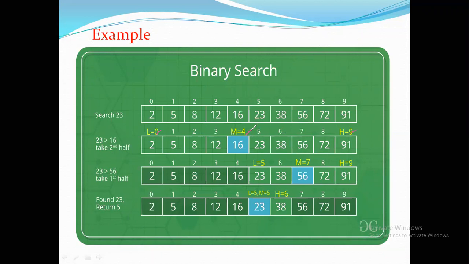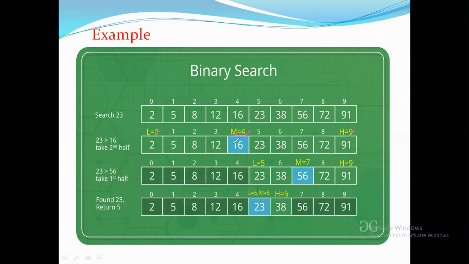So 9 by 2 is 4.5. We cannot take 4.5, we'll take 4. So that's where the middle is 4. Then compare the middle element. The fourth element is 16. 16 with respect to 23. So 23 is greater than 16.